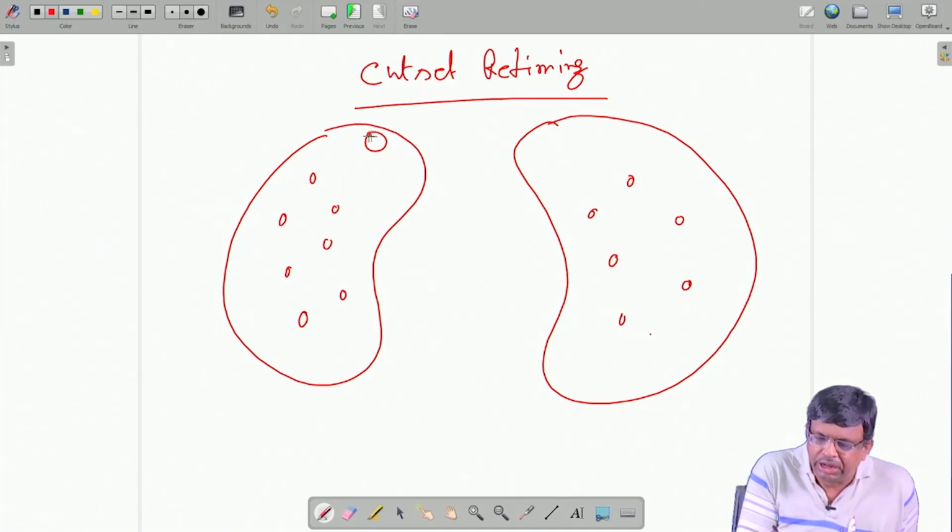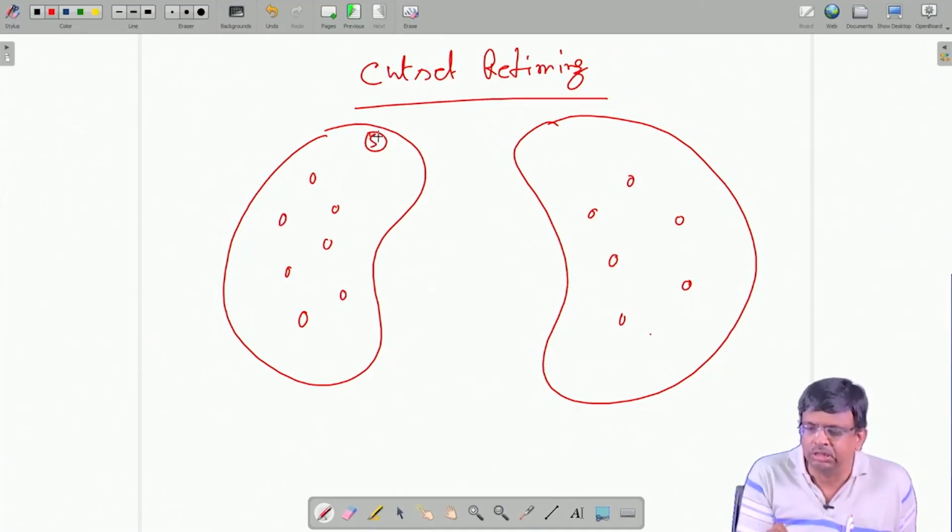Maybe there is a source node S. I am considering a single source. So, the single source could be either on this side or this side. I am taking it to be on this side. These nodes are internally connected. No node will be hanging separately. Okay, maybe this way, this connection, all this.